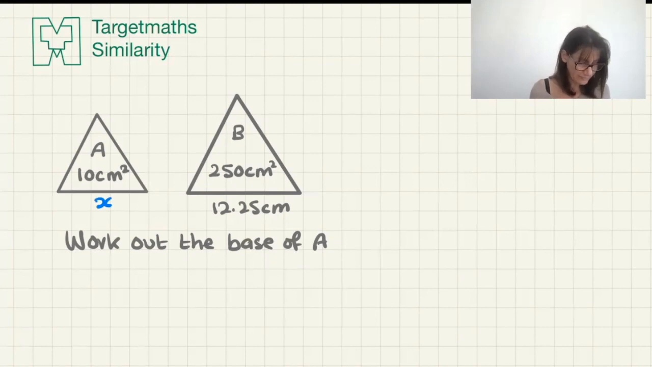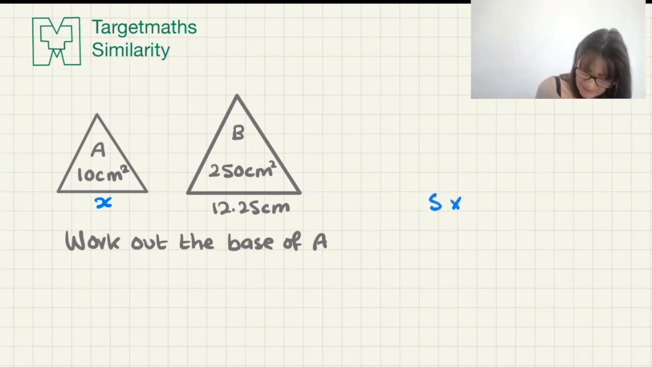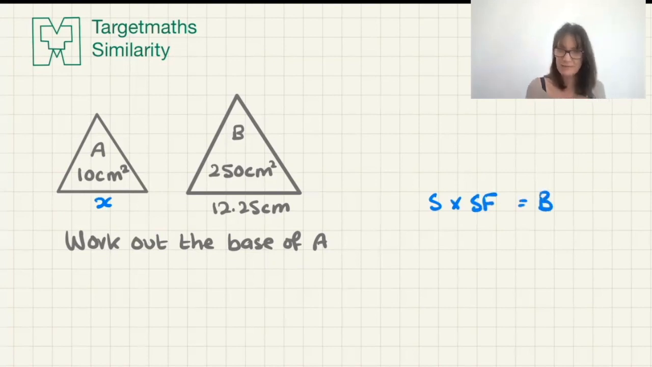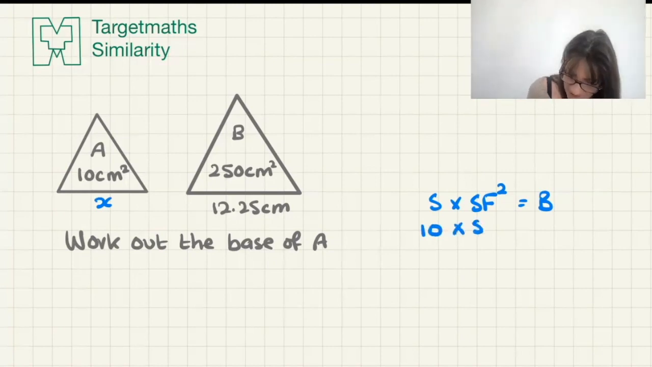Now I know that it's always the smaller shape times by the scale factor to equal the bigger shape, all right? But this one is area. So it's really important that I remember to put that power 2 on the SF. Now the area of the smaller shape is 10. 10 times a number I don't know squared is going to equal 250.